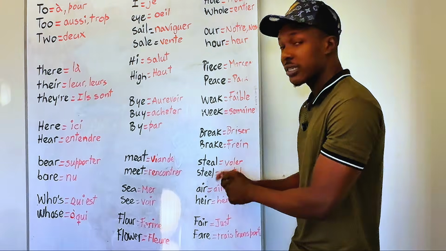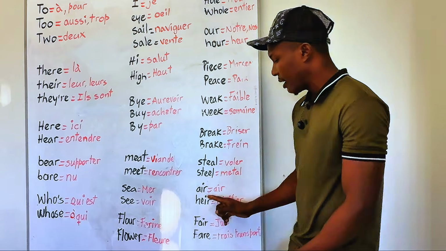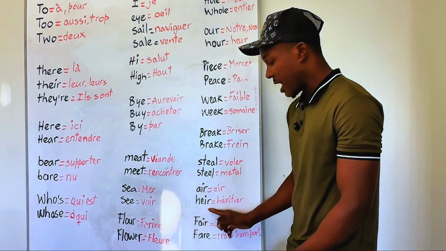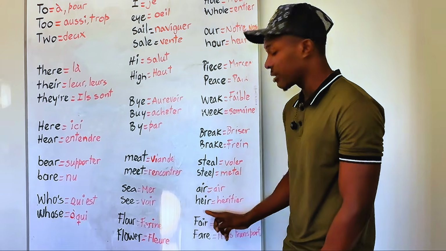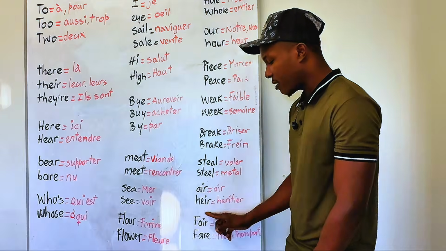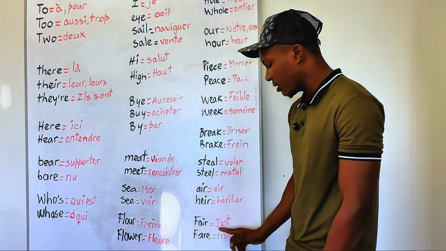Avec un son long, ici c'est steal et l'autre c'est still. Ici on dit air, air, air. Dans l'anglais américain, ça se prononce comme air. Dans l'anglais britannique, le H se prononce ici, heir, qui veut dire héritier. Air, heir. Pour finir, nous avons fair, qui veut dire juste.